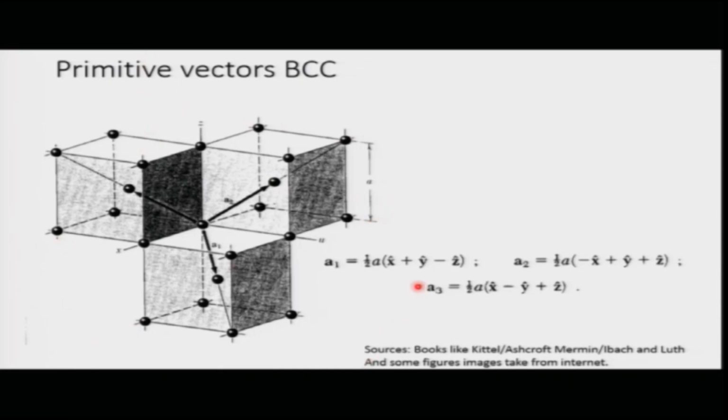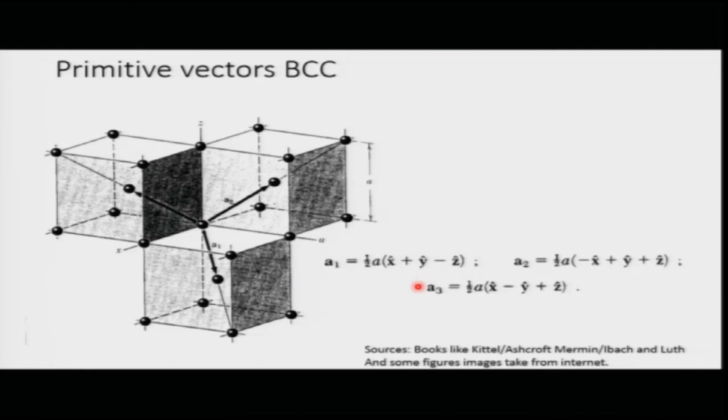Now, one of the ways of defining the primitive vectors is to define a cell in which you have only one lattice point per primitive lattice cell, and the corners of it will be defined by the primitive lattice vectors.